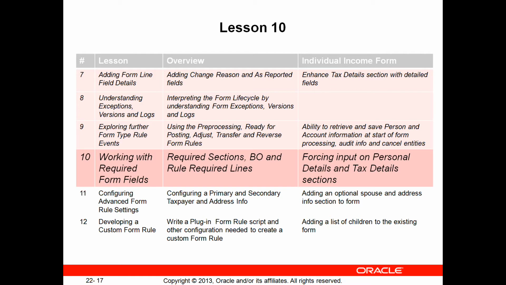In lesson 10, we'll be looking at what it means to have a required field on the form, and the different types of required fields and sections that exist within the form configuration. There's required on the section, and also even lines. There are different types of required. Sometimes you can actually force a required field directly on the business object, or you could do so only by using a form rule. So we're looking at how that works, and we'll be adding that functionality into the individual income form that we've been using along the way.